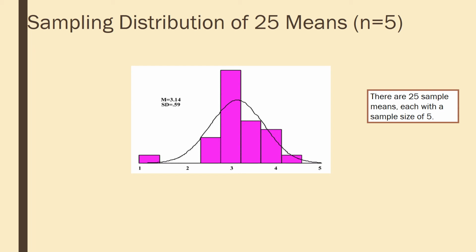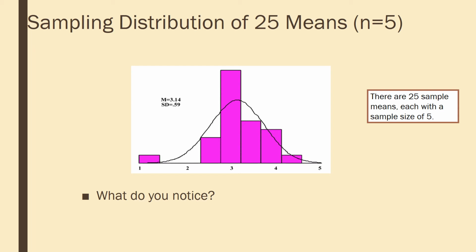Okay, so remember that this came from a uniform population, right? Our population distribution was uniformly distributed. But then after we take the samples and find the sample means and make a histogram of that, you can see it looks more mound-shaped. It doesn't look uniform anymore.